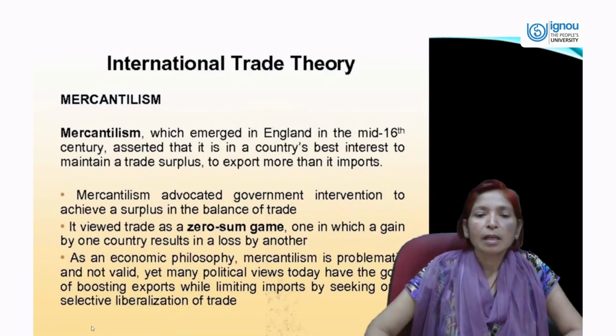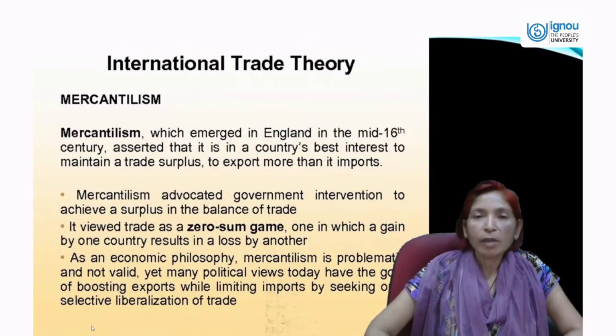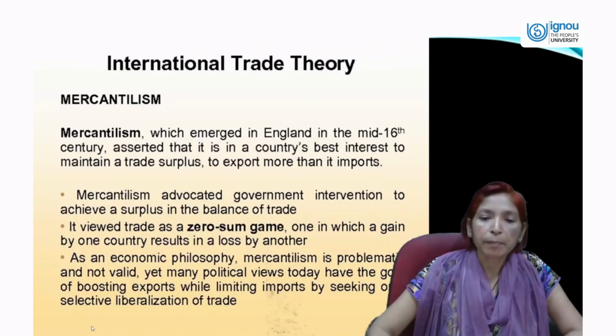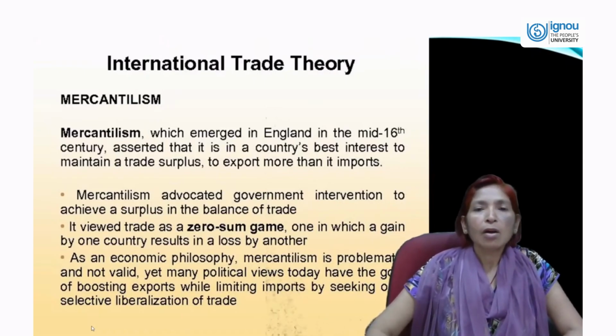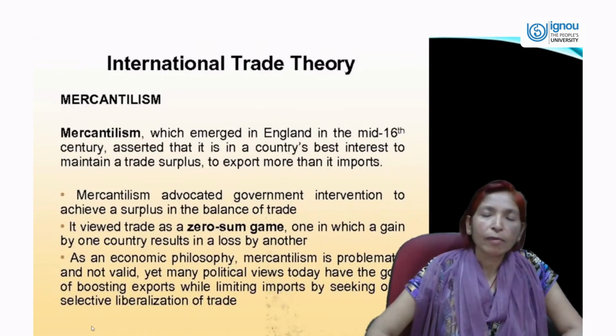So here the summation will be equal to 0. If our gain is plus 10 and the other country's loss is minus 10, then what will be the sum of this? 10 plus minus 10 will be equal to 0. So it is known as a zero sum game, in which a gain by one country results in a loss by another. As an economic philosophy, mercantilism is problematic and not valid.